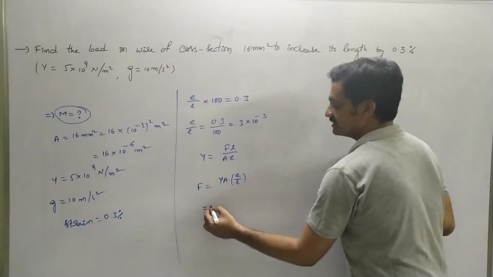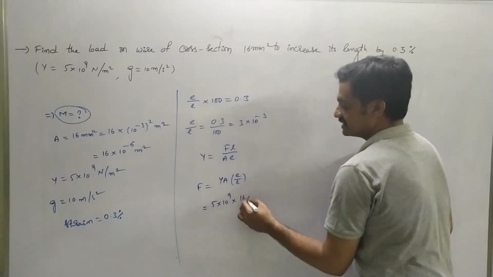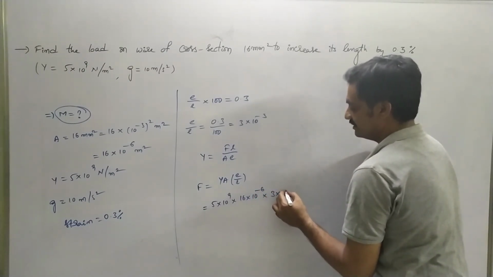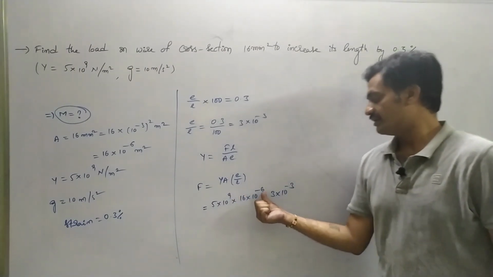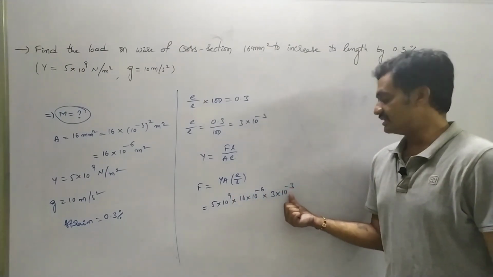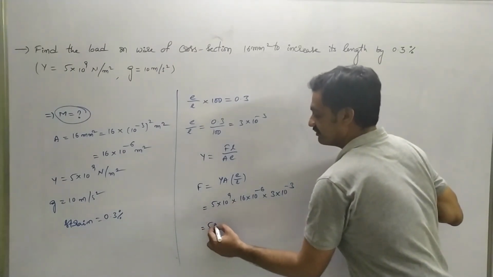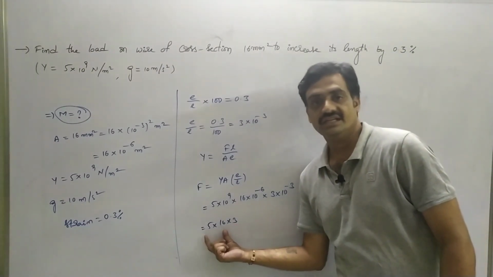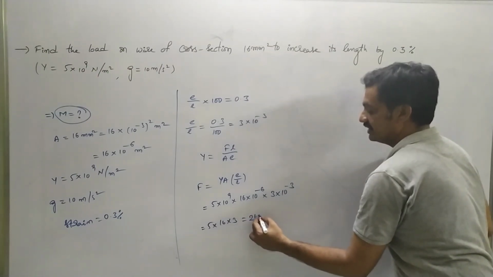As we substitute the values, observe that Young's modulus is 5 into 10 to the power of 9, into area is 16 into 10 to the power of minus 6, into 3 into 10 to the power of minus 3. 10 to the power of 9 and 10 to the power of minus 6 is nothing but 10 to the power of 3. 10 to the power of plus 3 minus 3 is nothing but 0. 10 to the power of 0 is 1, and the remaining values are 5 into 16 into 3. 16 times 5 is 80, 80 times 3 is 240 Newton.